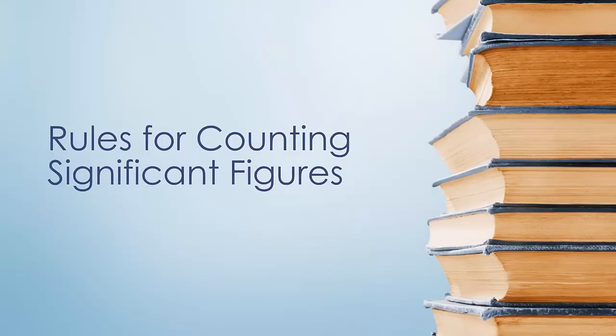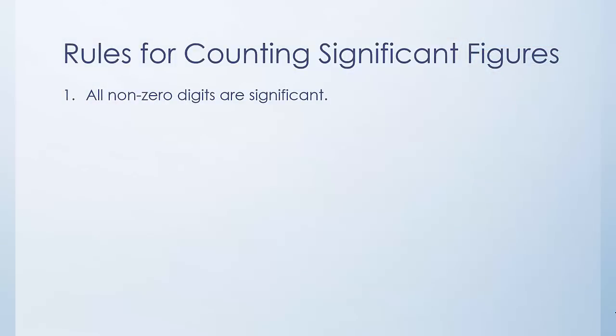So let's talk about rules for counting significant figures. First rule is that all non-zero digits are significant. So as an example, this figure 3.89 grams has 1, 2, 3 digits. They're all non-zeros. So we'll say 3 significant digits. 489,541 meters. We have 1, 2, 3, 4, 5, 6 significant digits. They're all non-zeros. We don't even need to consider it. There's no question about it.